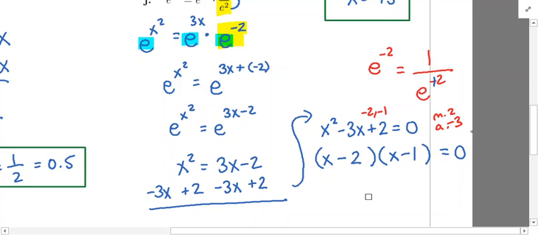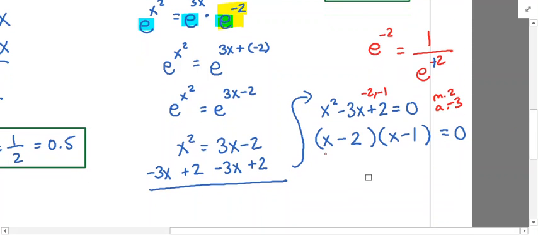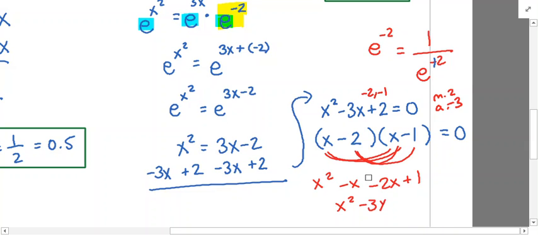Again, you can check yourself by FOILing this out. We'll get x squared minus x minus 2x, and then negative 2 times negative 1 is positive 2. If you combine like terms, x squared minus 3x plus 2. And then you'll get your plus 2 here. So we are correct.